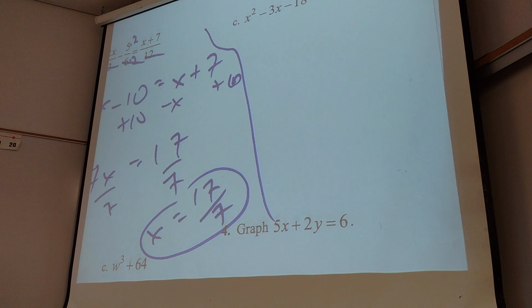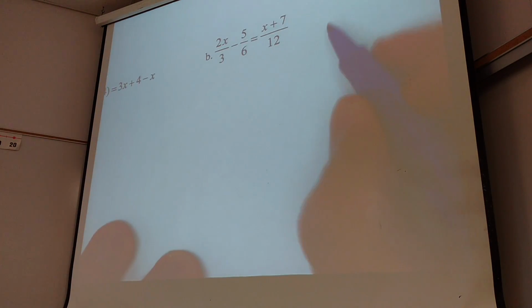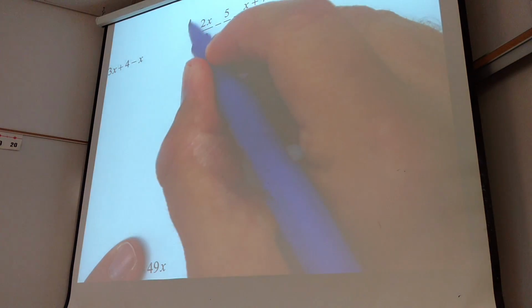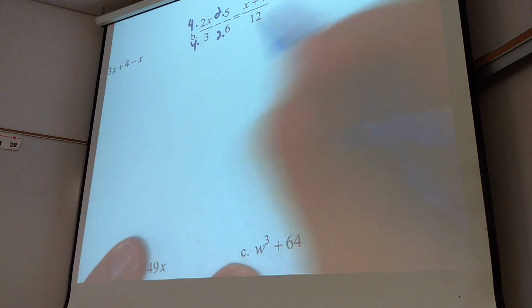I'm confused. What happened to the 12s at the bottom? Oh, thank you, I was confused too. Okay, good. All right, so let's go back for a second. You ready? So you're cool with what we did first, right? Now all the bottoms are 12.